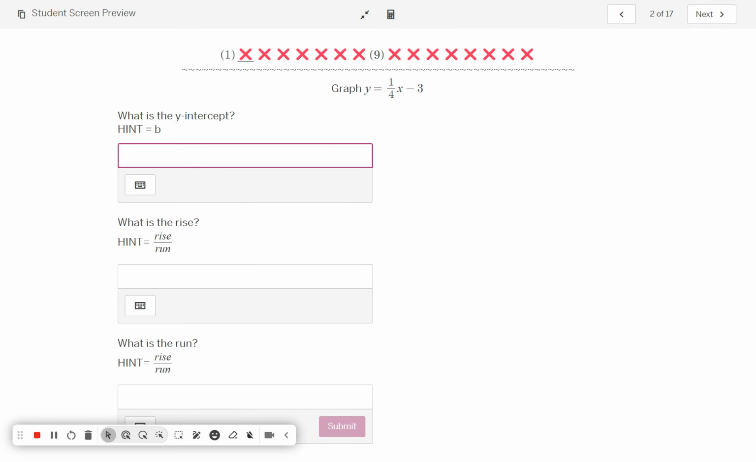Please note that when you type this in, it's important to type in the -3. Smiley face will come up. For the rise, they don't want 1/4. They just want you to say, hey, it goes up 1. I don't think you even need to write the plus. You can just write the 1.